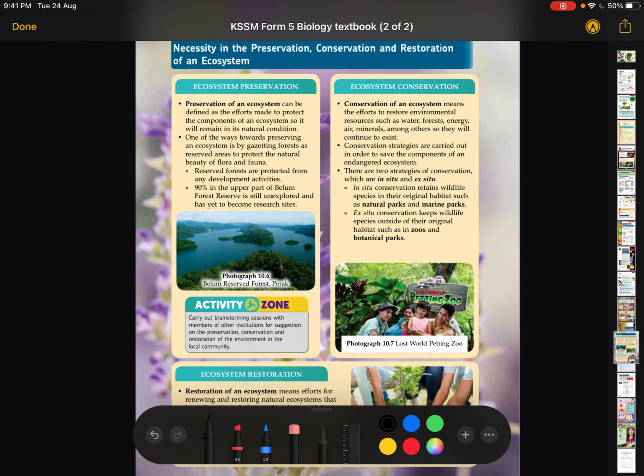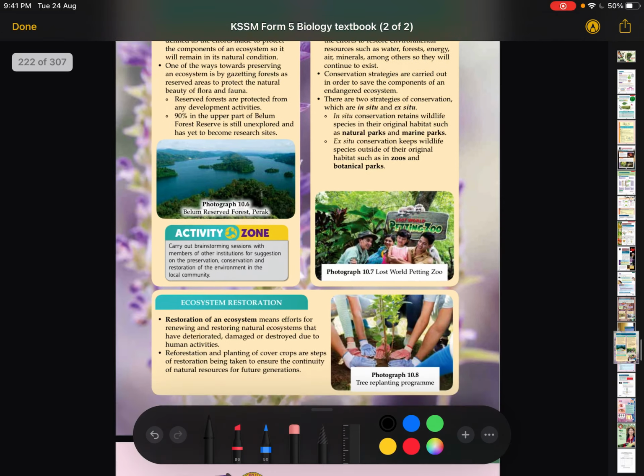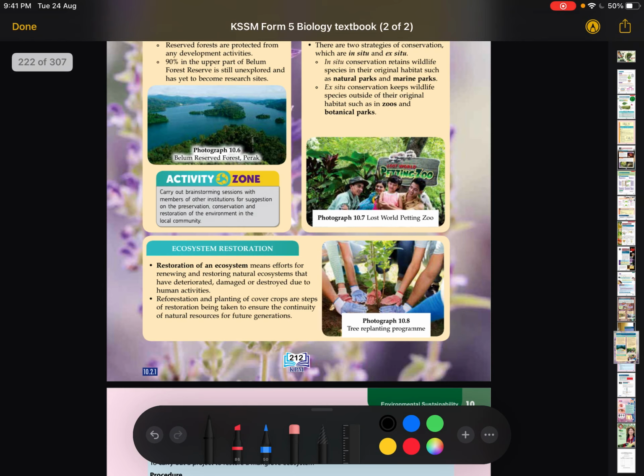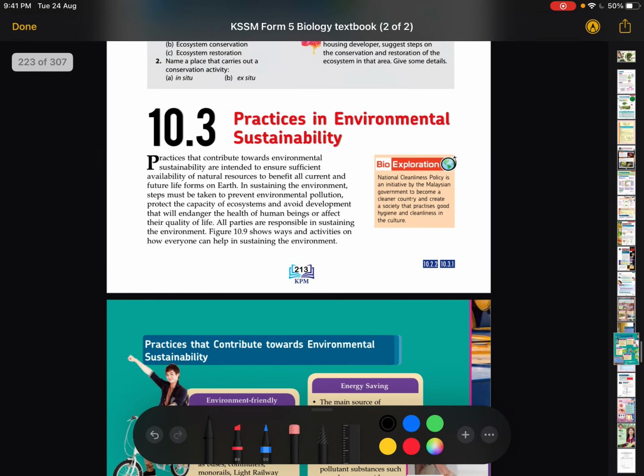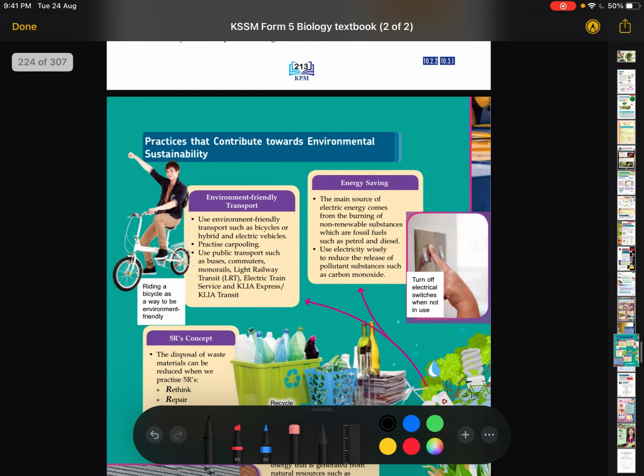The last one is restoration. So restoration is like recovering. If preservation is protecting, conservation is, what's it called again? Maintaining. Then restoration is recovering. So it is to renew or restore natural ecosystems that have been damaged, deteriorated, or destroyed. For example, if you cut down trees and you don't grow them, and you're like, oh no, we have to grow them back, so you're going to grow them back. That's restoration because you're growing them back. That's the easy way to explain it lah.